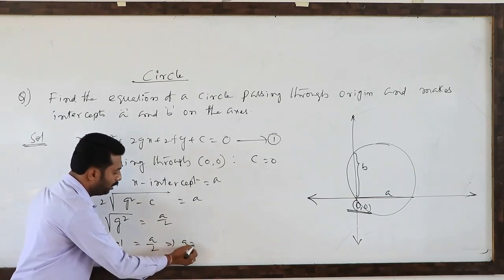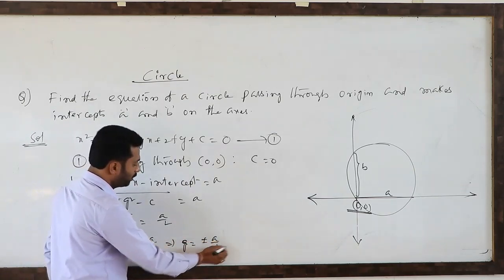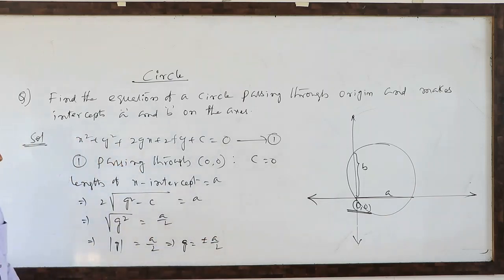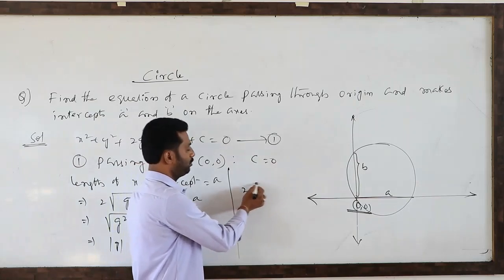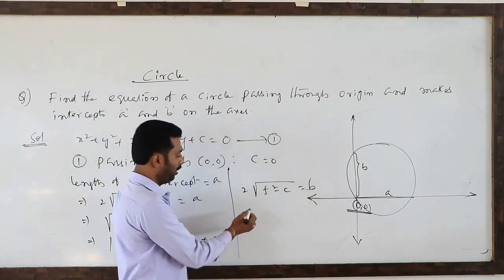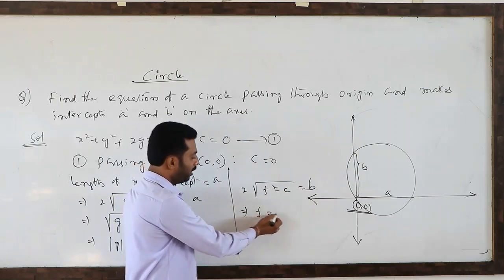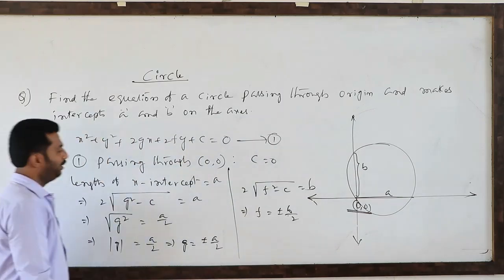What is the g value? Plus or minus A divided by 2. Similarly, what is the length of the y intercept? That is 2 into root of f square minus c equal to b. So same procedure if I apply, that is plus or minus b divided by 2.